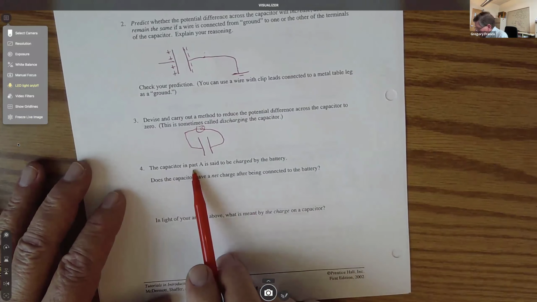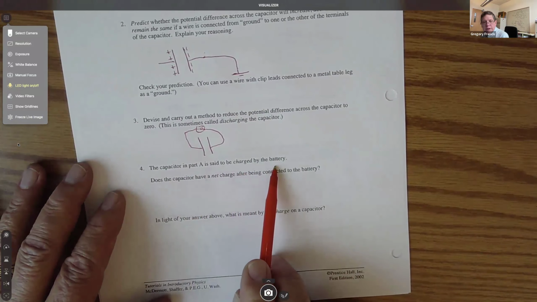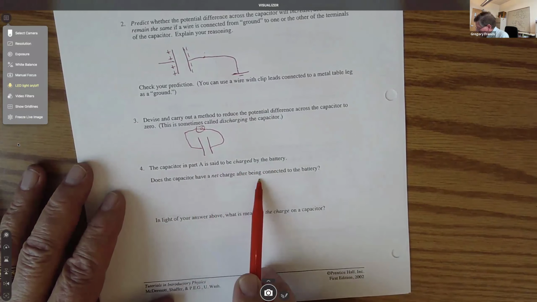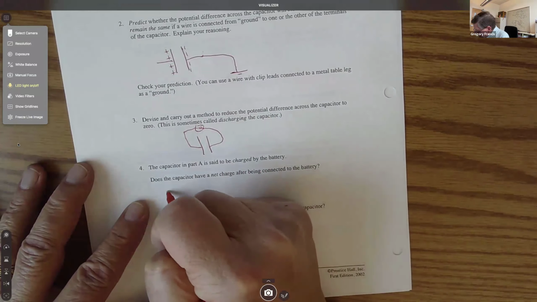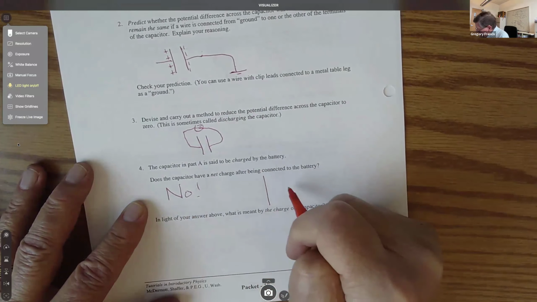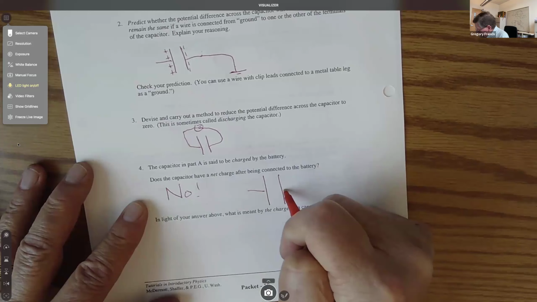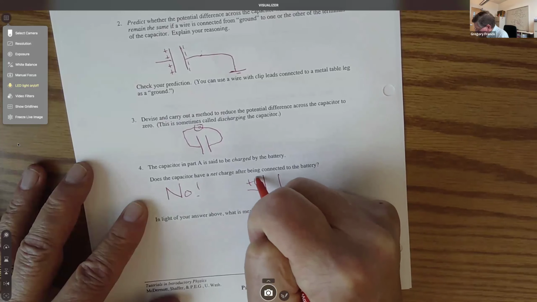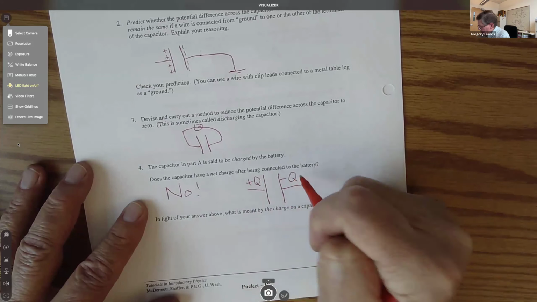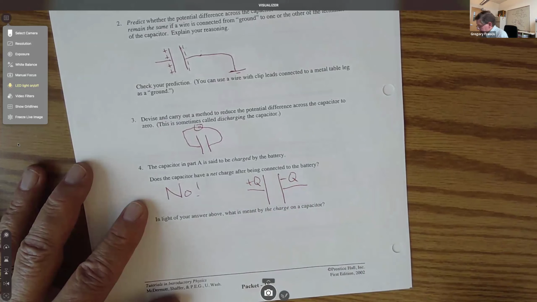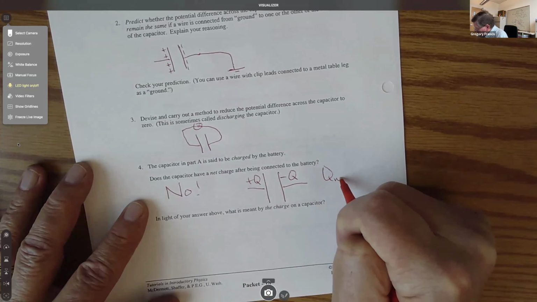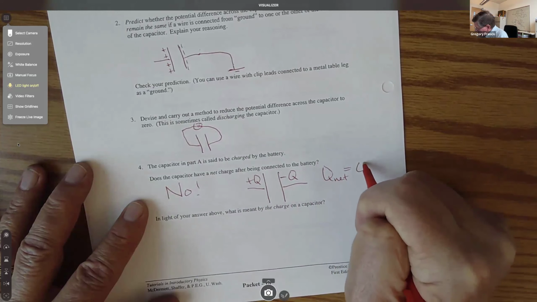The capacitor in part A is said to be charged by the battery. Does the capacitor have a net charge after being connected to the battery? And the answer there is no. We have a positive Q on one plate and a negative Q on the other. And so the net charge is always going to be zero.